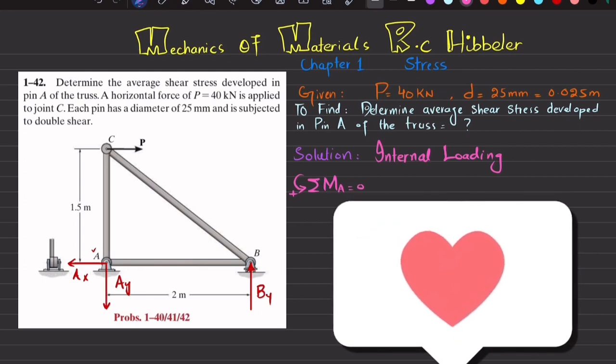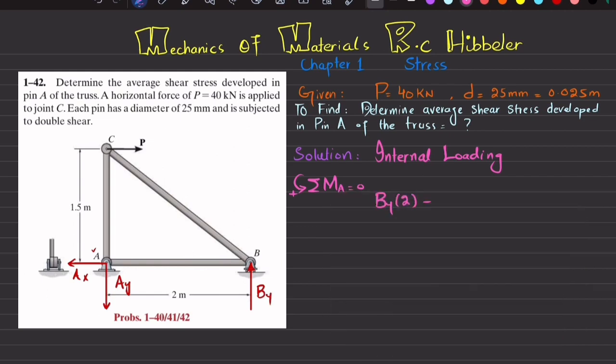So I will write By into 2 minus P into 1.5 is equal to 0. So 2By minus, P is given as 40, so 40 into 1.5 is equal to 0. So we will get 2By equal to 40 into 1.5. And when you calculate it, you will get By equal to 30 kilonewton.